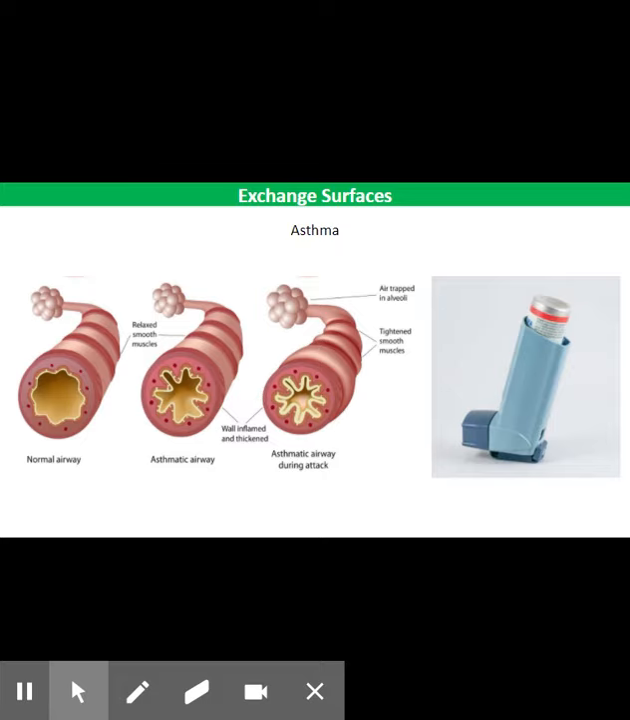Some asthma medication is taken every day, usually steroids, which reduce the sensitivity of the lining of airways to asthma triggers. And then this reduces the likelihood of an attack in the first place.